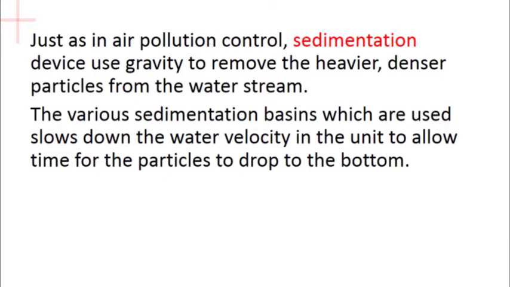Just as in air pollution control, sedimentation devices use a gravity mechanism to remove the heavier, denser particles from the water stream. The various sedimentation basins which are used slow down the water velocity in the unit to allow time for the particles to drop down and settle at the bottom. Similarly, flotation uses the differences in particle densities to remove them from the water. Fine gas bubbles are often introduced to hasten the process. They attach to the particles, causing them to rise to the top of the unit where they are mechanically removed.